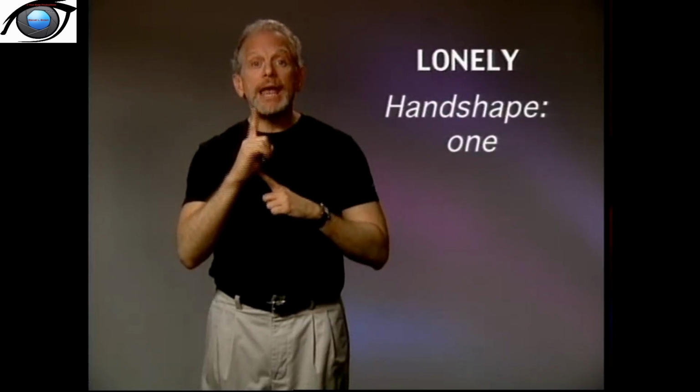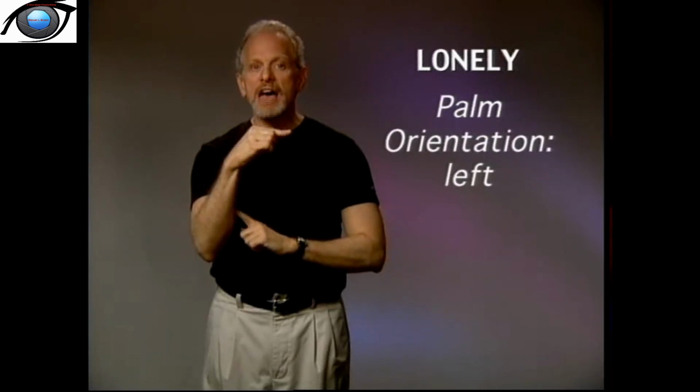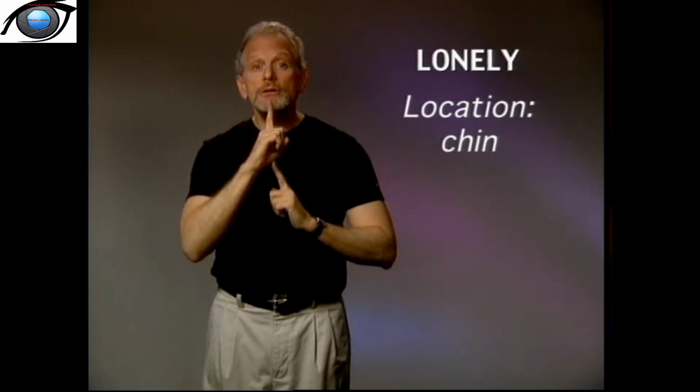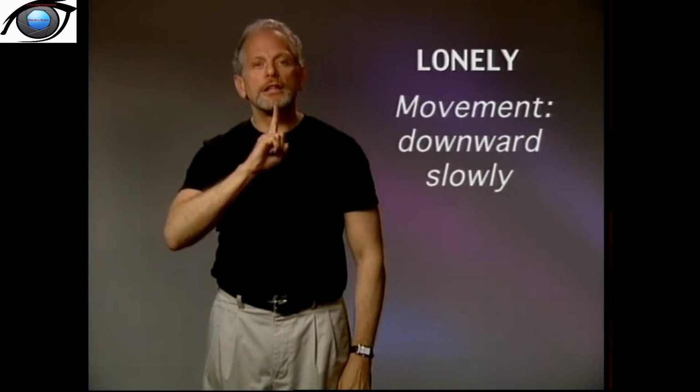Let's look at a one-hand sign and describe it with all 4 parts. Lonely. The handshape is a 1. Palm orientation is left. Location on the chin, and the movement downward slowly. Lonely.